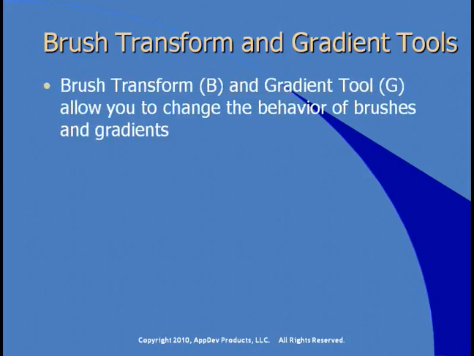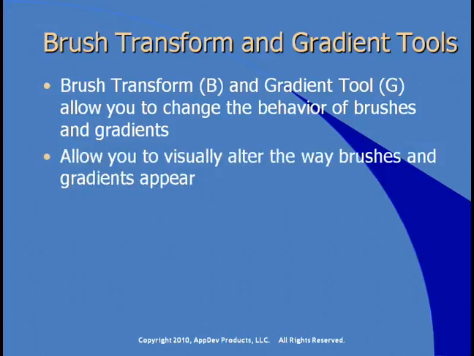The Brush Transform, or B, and Gradient tool, G, allow you to change the behavior of brushes and gradients. These allow you to visually alter the way brushes and gradients appear, and they're way easier than working in XAML or in Visual Studio. I love these tools. They make things so much easier. Let's take a few moments in Expression Blend and play with the Brush Transform and Gradient tools.